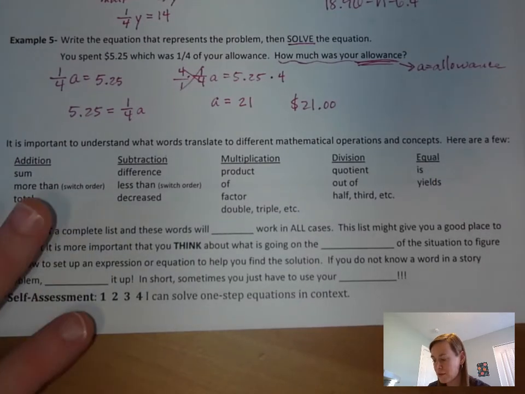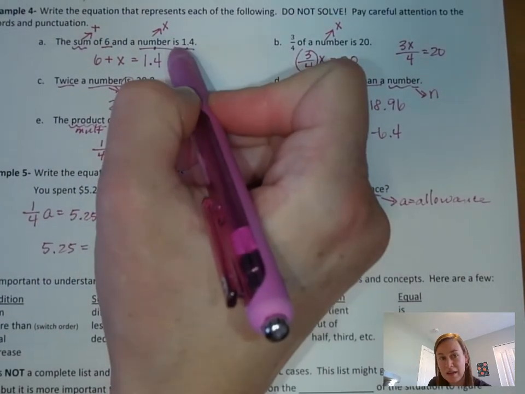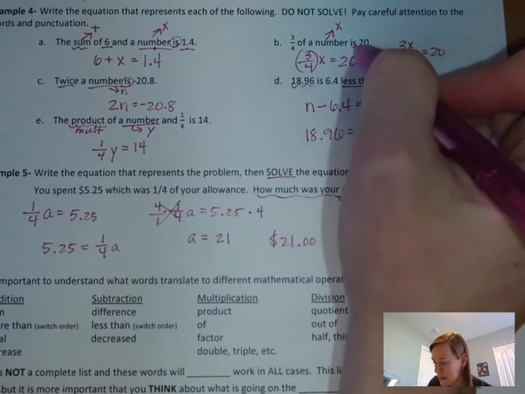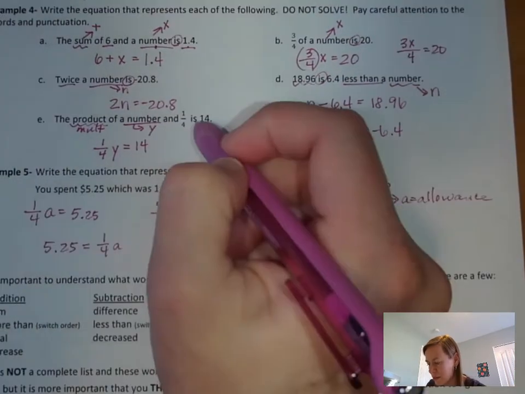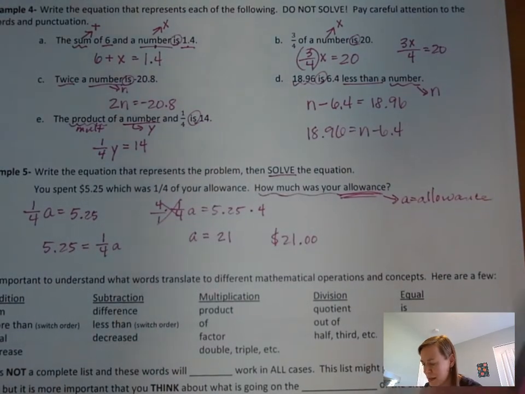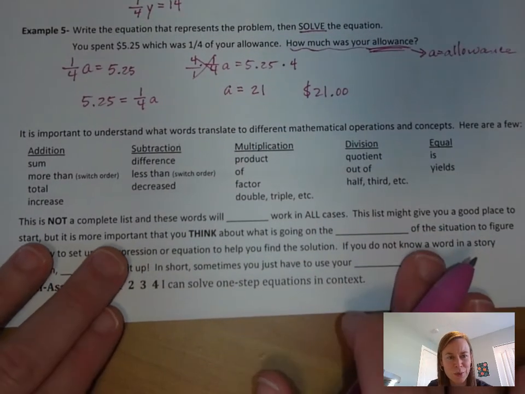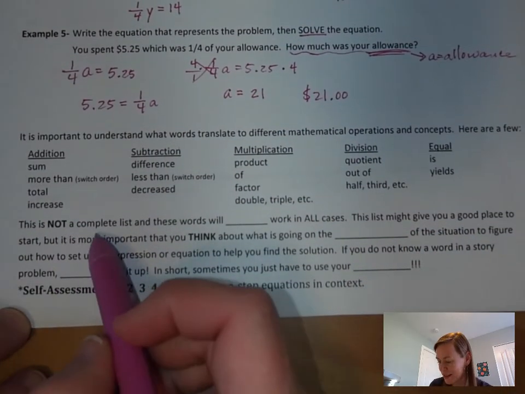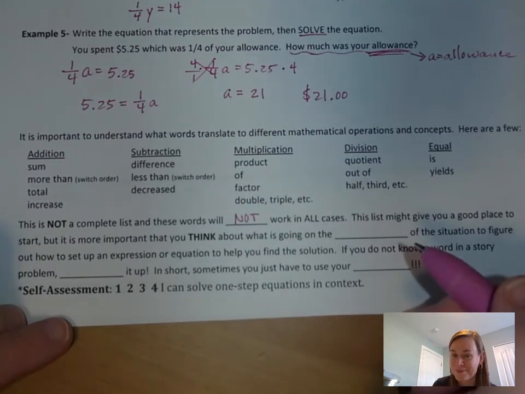Okay? So like up here where you have is, that is always going to be your equal sign. I don't think they used the word yields anywhere in here, but yields would be the same thing. Okay, so just a little bit more. This is not a complete list, and these words will not work in all cases. That's the sad truth.